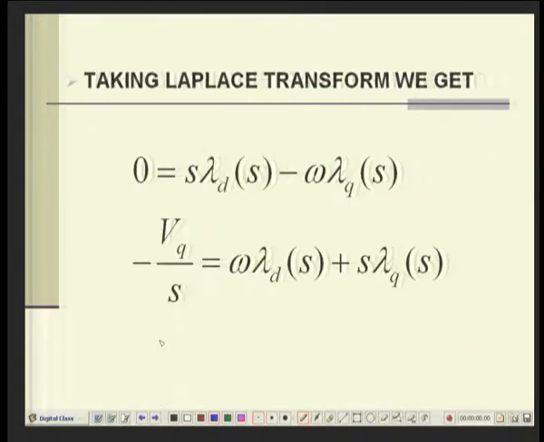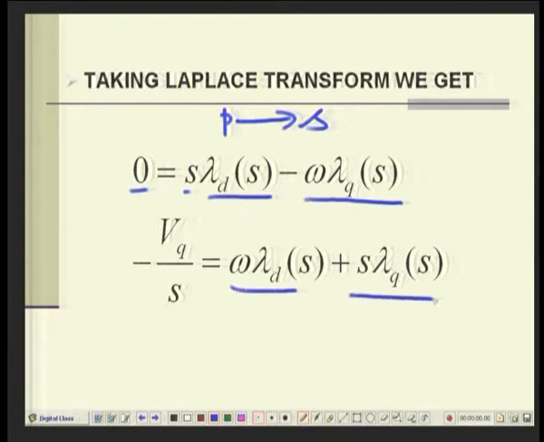Now, these two equations take Laplace transform, right. So, in the Laplace transform you replace P with S, is not it. So, it will be 0 is equal to S times lambda d, because omega lambda q minus V q, that is a fixed DC. So, Laplace transform of a fixed quantity is V q by S, is not it, right, minus V q by omega lambda d S lambda q. Okay. I hope you are clear up till now.